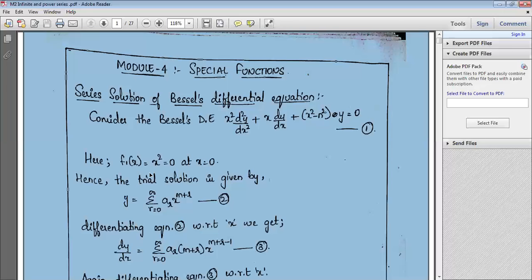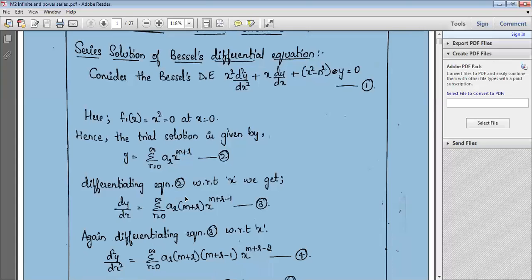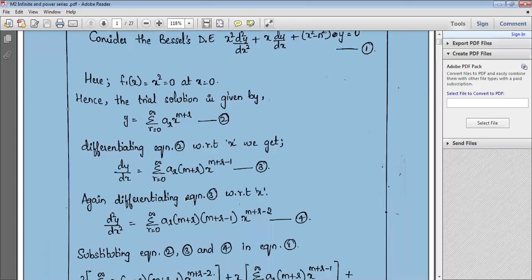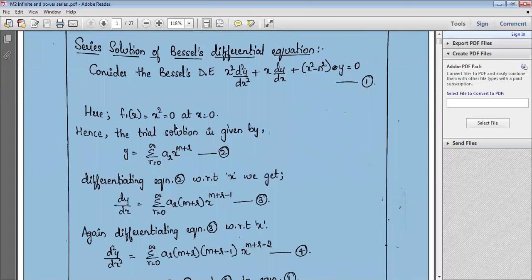In the trial solution of the given function, this is a solution of the entire Bessel's equation: y is equal to the sum from r is equal to 0 to infinity of a_r x power m plus r. This is the solution of the Bessel equation. What we need to find is x power m plus r, this is y. We should find dy by dx, and we should find d square y by dx square. We have to find the differential equation solution.